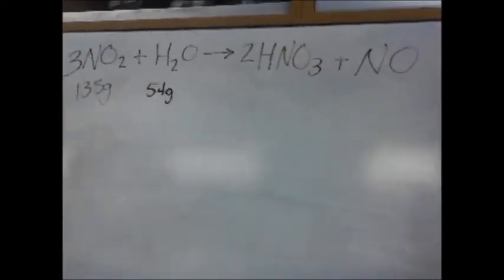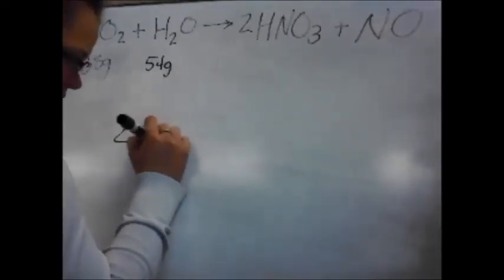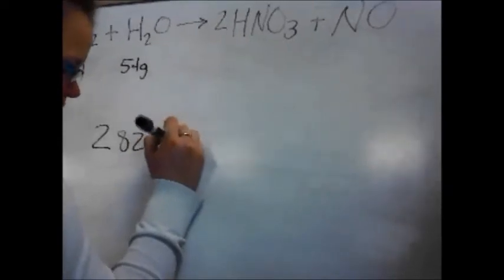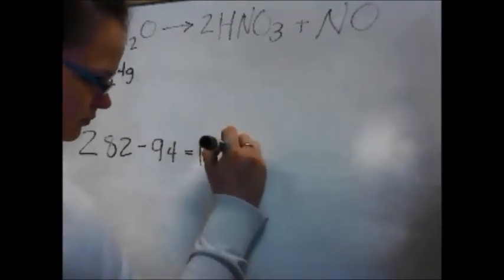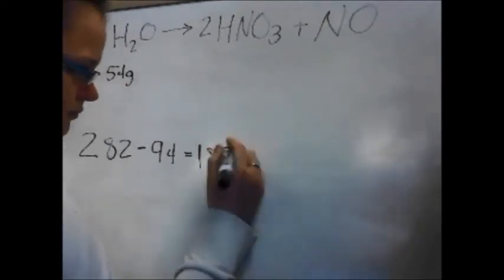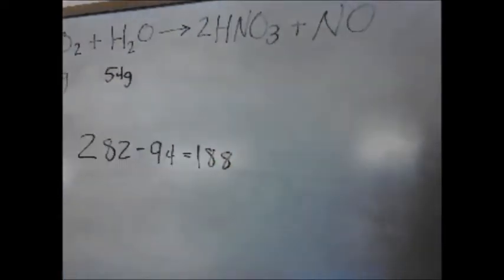Earlier, we found that we had water left over after our reaction took place. To calculate just how much excess we have, we subtract the 94 grams of HNO3 that resulted from the NO2 from the 282 grams of HNO3 that resulted from the H2O.